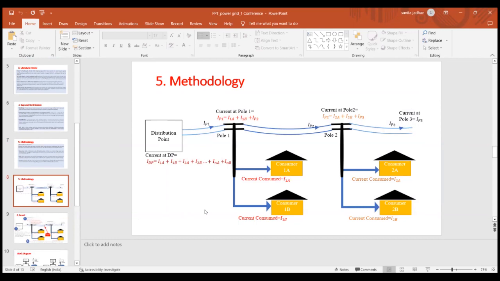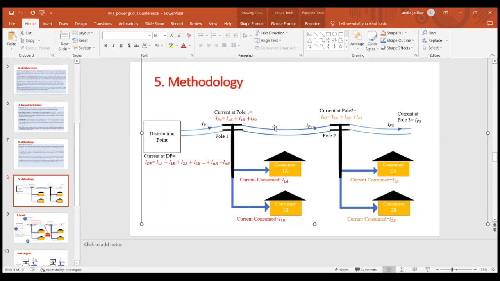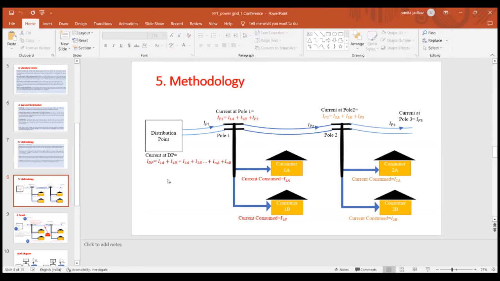This is the conceptual structure for this proposed IoT-based system, where a simple distribution point and a two-pole network is considered. The distribution point is nothing but a distribution transformer. At pole 1 and pole 2, both the outgoing and incoming currents are measured. Also at the consumer end, there is a smart meter which continuously measures the current consumed by the consumer. Also at the distribution unit, the sending current is measured.